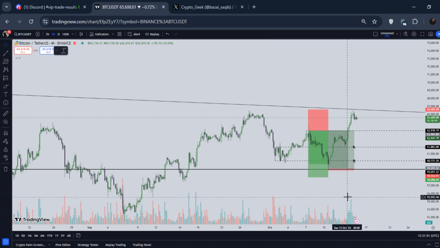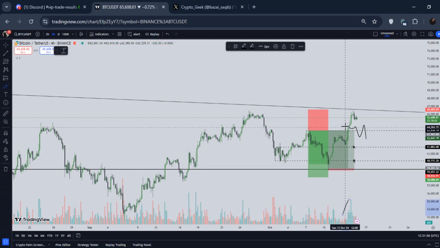Why? Because everybody was thinking that the price would go down, but the volume was spiking up, and I told you guys we can definitely push the price to the upside.